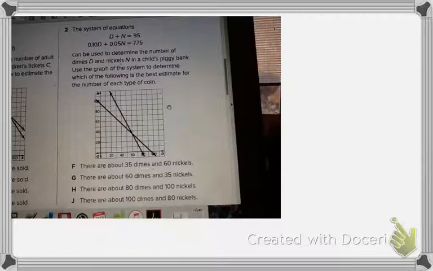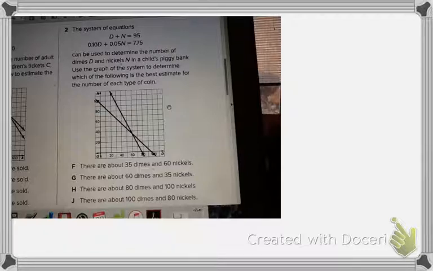This can be used to determine the number of dimes and nickels in a child's piggy bank. Use the graph of the systems to determine which of the following is the best estimate for the number of each coin. We could actually find the exact number of coins, but we're using this graph to estimate it.